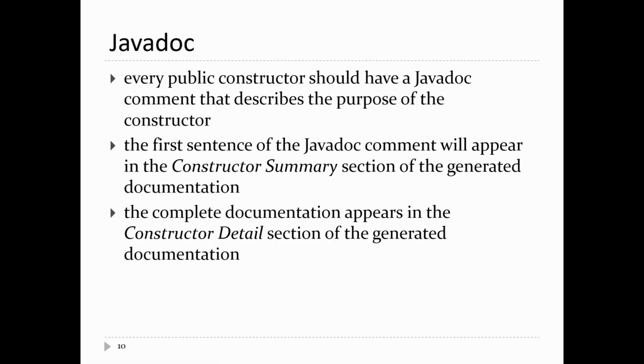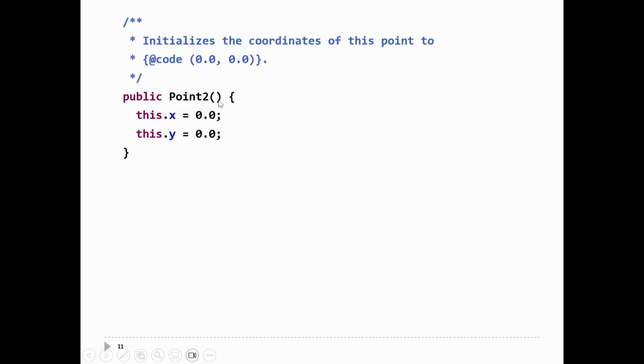Okay, so if you have a public constructor, guess what? It gets a Javadoc comment. It describes the purpose of the constructor. The first sentence of the comment goes in the summary section. The rest of the comment goes into the detail section. So here, our Point2 no-argument constructor says that it initializes the coordinates of this point to 0, 0. Now, notice the funny {@code} syntax here.